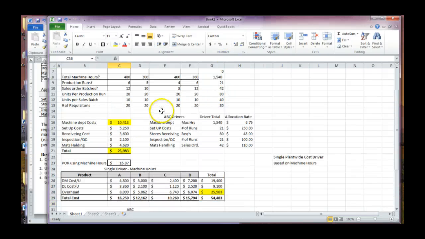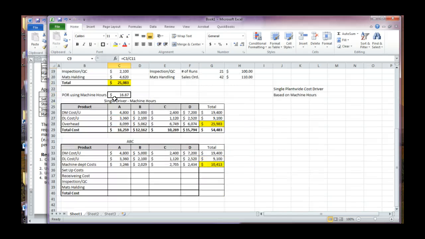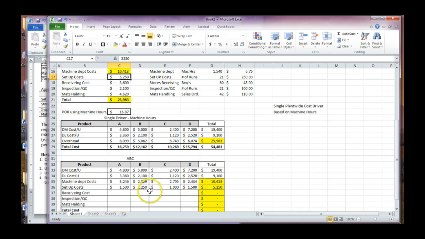All right, setup costs are going to be done by number of production runs. What's nice about this, I noticed a trend here. I got machine hours here. I've got production runs right below it, which tells me if I drag this down, this is cool. That should work. Let's see. Actually, I can just drag this down too. 5250, it worked.